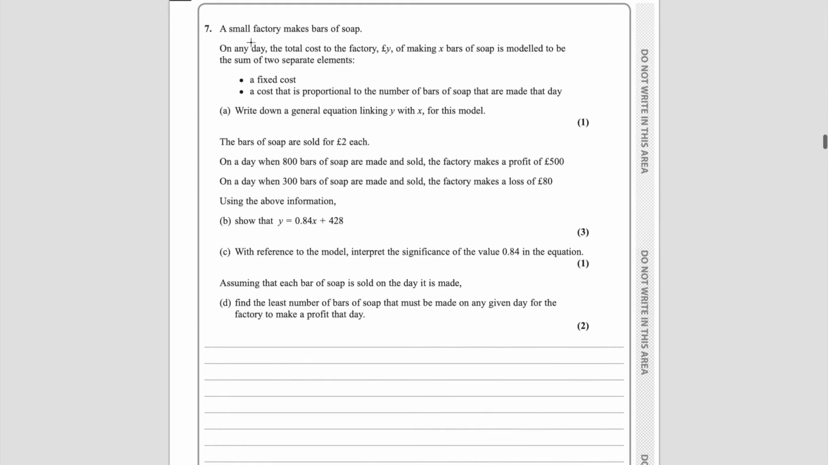In question number 7, we're told that a small factory makes bars of soap. On any day, the total cost to the factory, y pounds, of making x bars of soap is modelled to be the sum of 2 separate elements. These are the fixed cost, which we'll name A, and added to this the proportional cost, which is proportional to the number of bars of soap that are made that day. In other words, this is the marginal cost of production. Each additional bar brings an additional cost, and this K represents that cost.